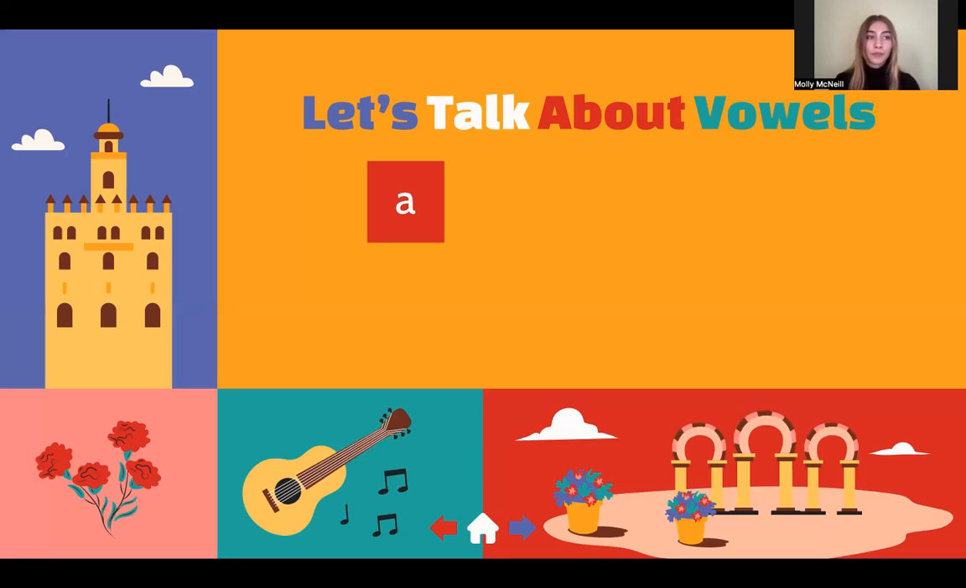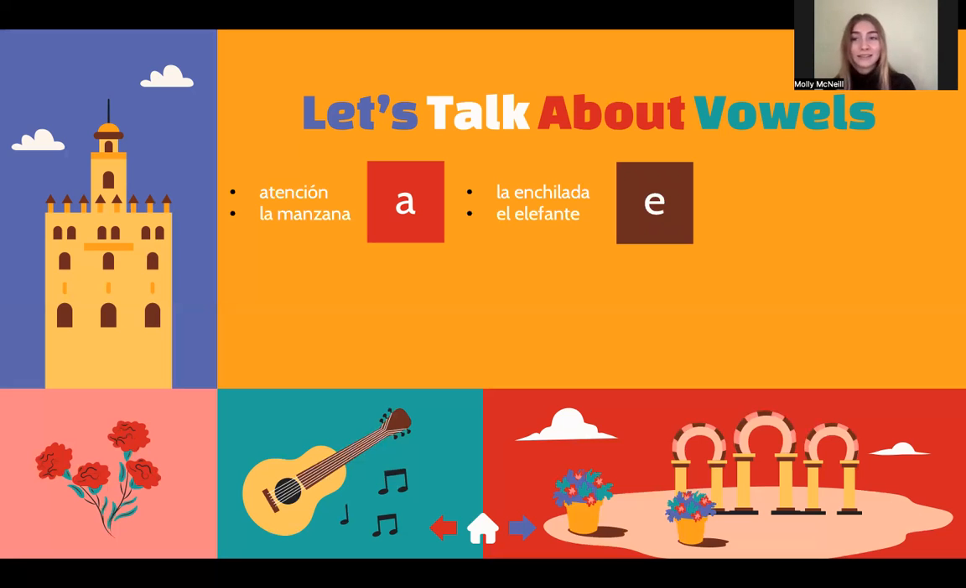Okay, so firstly, the letter A in Spanish will always sound like A, as in the word atención or manzana. It'll always sound like A. The letter E will always sound like E, such as in these words: la enchilada, or el elefante. See how the sound remains constant? Elefante. It always makes that E sound.